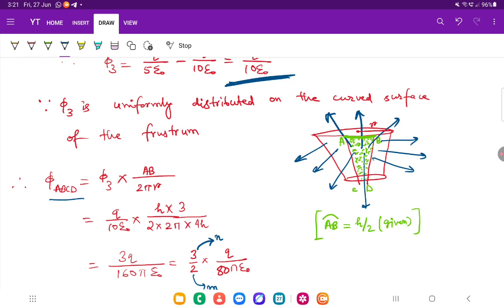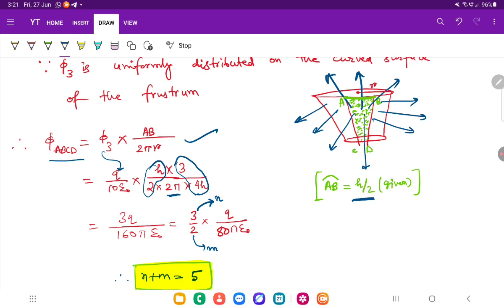So we'll do that by phi 3 times AB upon 2 pi r, where AB is h by 2, given, and for 2 pi r, this is why we calculated r in terms of h. r was 4h by 3. So this is the 2 pi r term, and this is the AB term, and phi 3 was q upon 10 epsilon naught. So putting it all together, I think this is clear, right? I have already explained, so I haven't spent much time telling that this one is the total circumference 2 pi r, and the required plane ABCD subtends a portion AB of this circumference length. So this is the required fraction of the total flux phi 3 that will pass through ABCD.